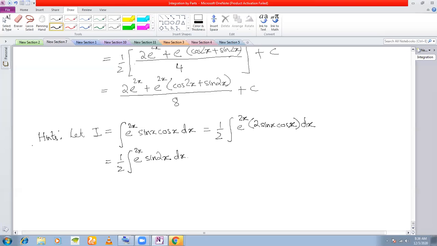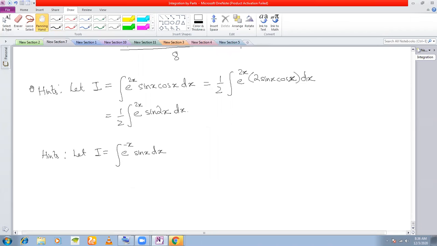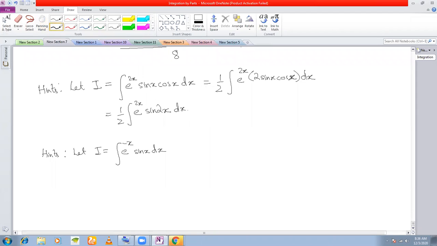Similarly, we can do this problem also: integral e to the power of minus x sine x dx. This problem you can also do in a similar manner. If the power of e is negative, it can be done exactly in a similar manner. Take this as your first function, take this as your second function. The integral will come as a recurring integral. Understood?